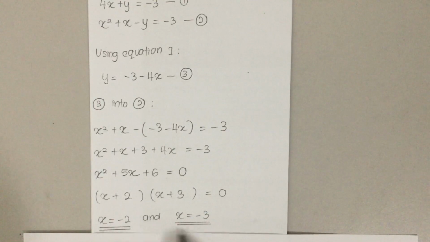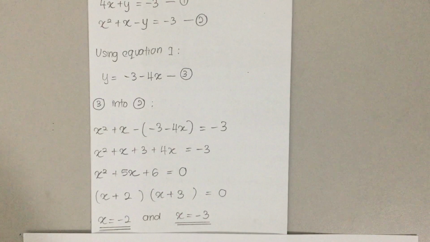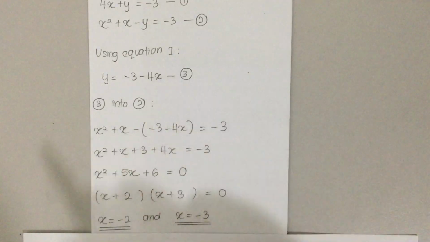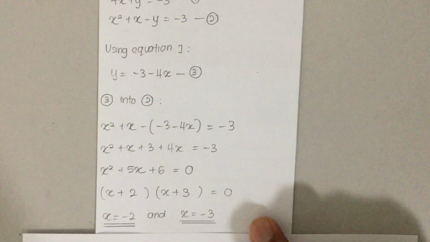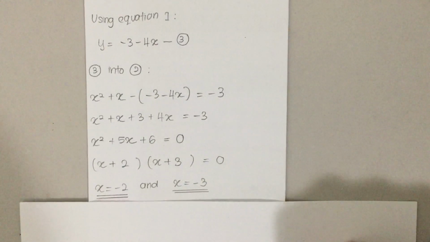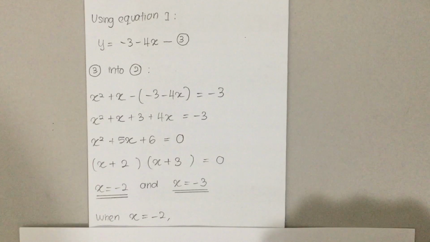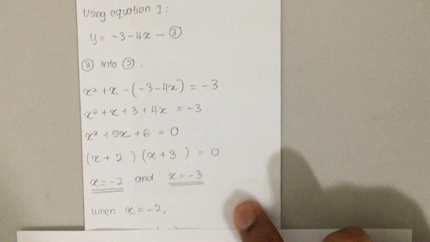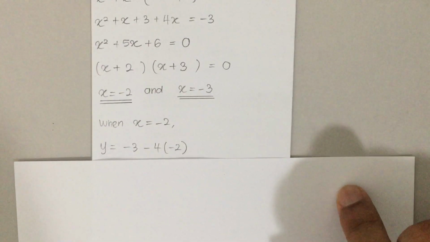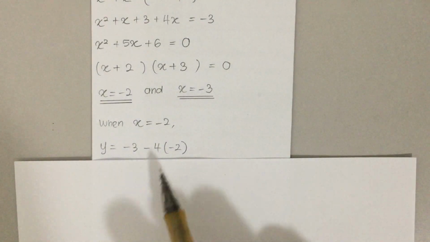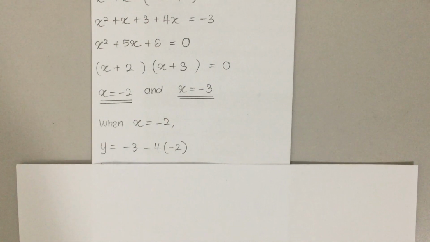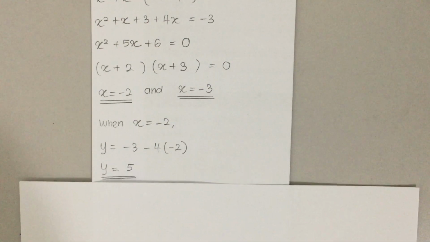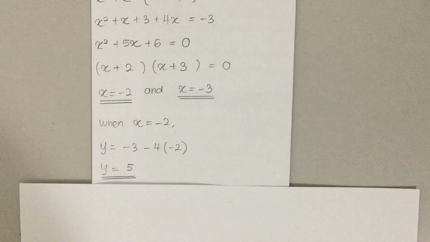Alright guys, you have these two values. Once you have these two values, you can use these x values to substitute into y separately, into equation 3 or any other equation you want. So how are you going to do that? I'm going to show you now. When x = -2, y = -3 - 4(-2). So -3 + 8, what you will get is y = 5. So this will be your answer when x = -2.